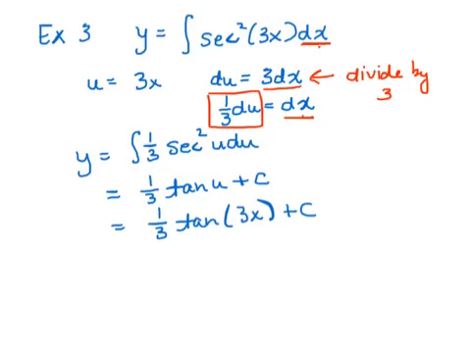So as long as it's algebraically correct, you can manipulate that derivative to make it look like you need it to look. So we'll substitute dx with 1/3 du, and that's why there's a 1/3 here and a du there. And secant squared is the derivative of tangent.